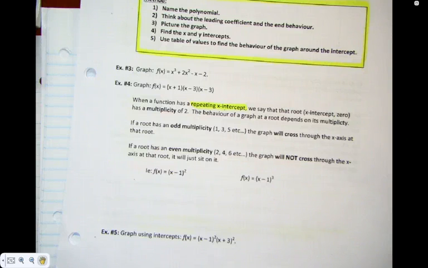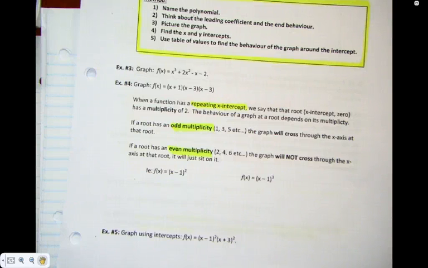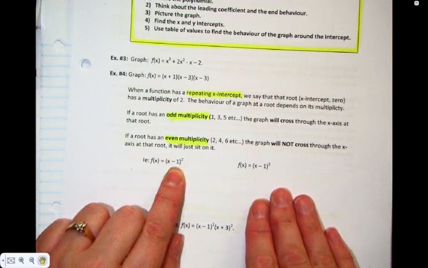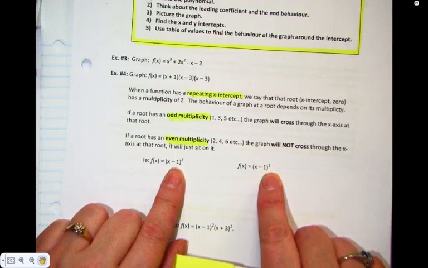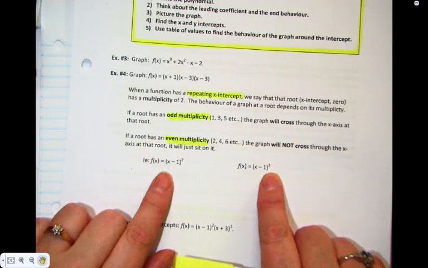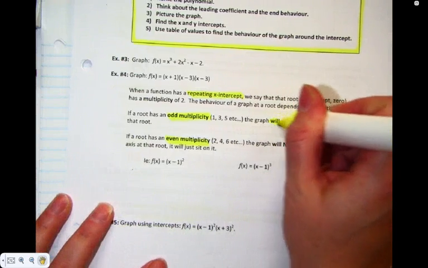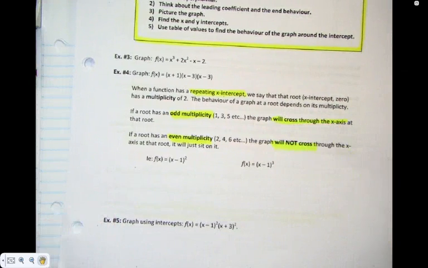We can have two different kinds of multiplicities. We can have an odd multiplicity or an even multiplicity. So for example below, if I've got an exponent that's squared, that's an even multiplicity. I could have a repeating one 3 times, which is an odd multiplicity. Still with me so far? If you have an odd multiplicity, the graph will cross through the x-axis. If you have an even multiplicity, the graph will not cross through the x-axis.